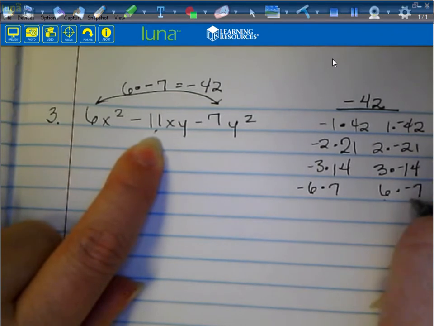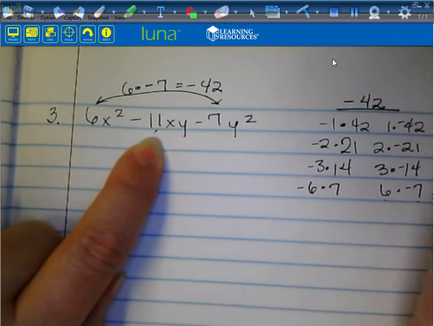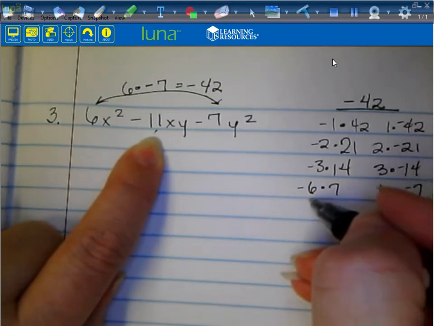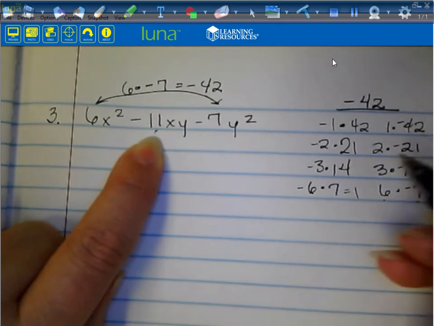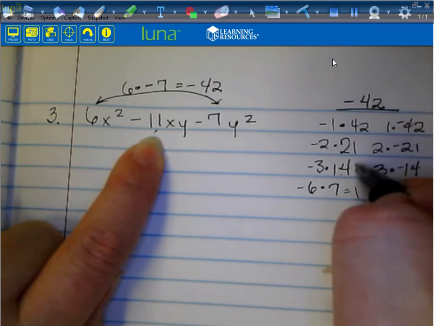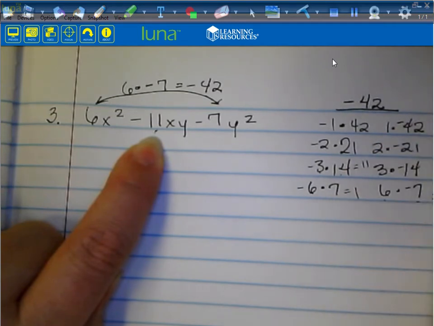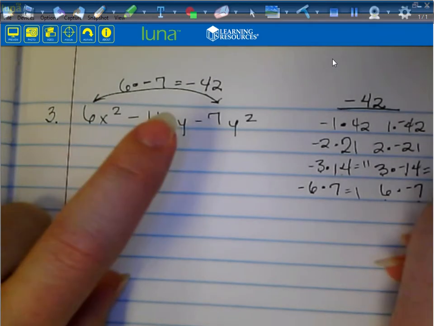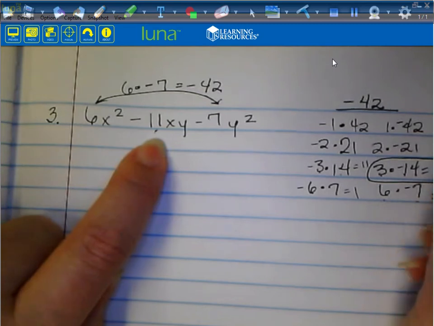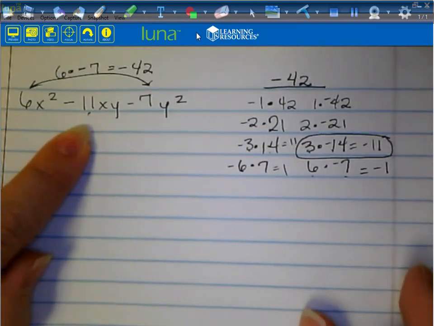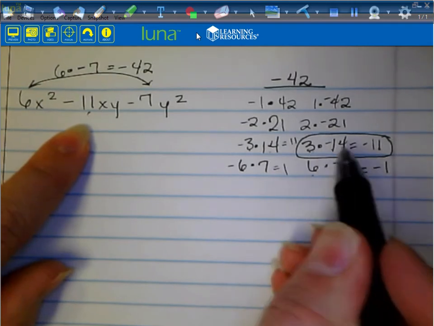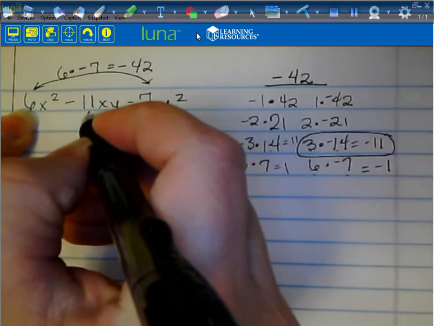So 6 plus negative 7 gives me negative 1. So it's not that one. Negative 6 plus 7 gives me positive 1. Negative 3 plus 14 gives me positive 11. 3 minus 14 gives me negative 11. Negative 11 is the term that I'm looking for, so that's what I'm going to go with. These are the factors, 3 and negative 14.